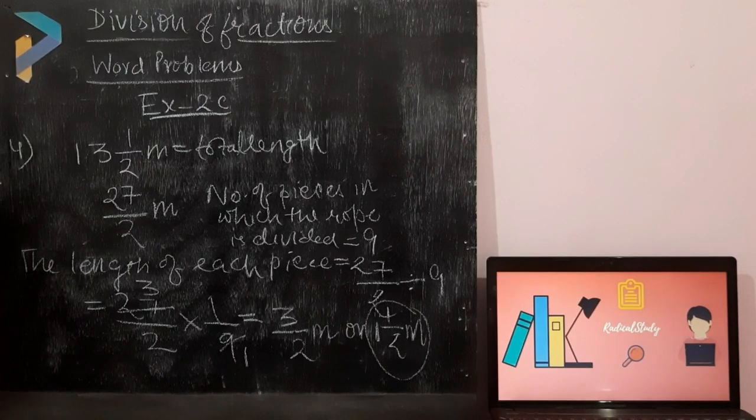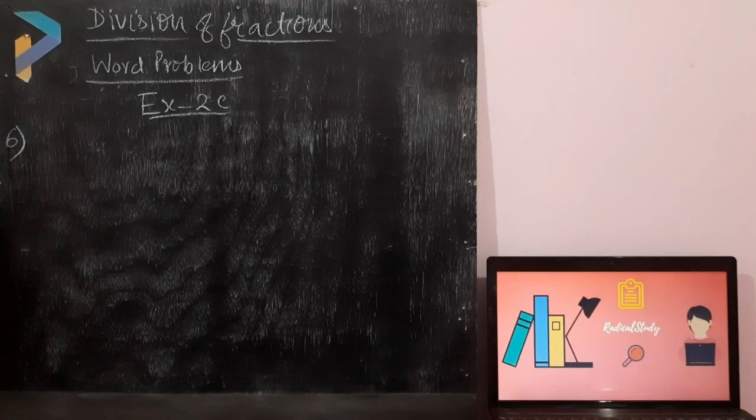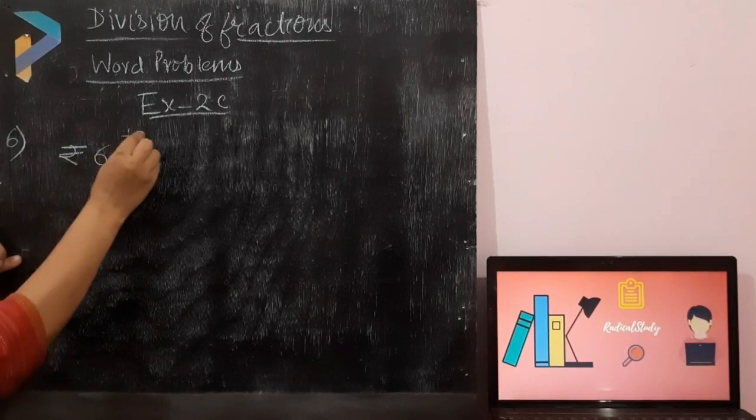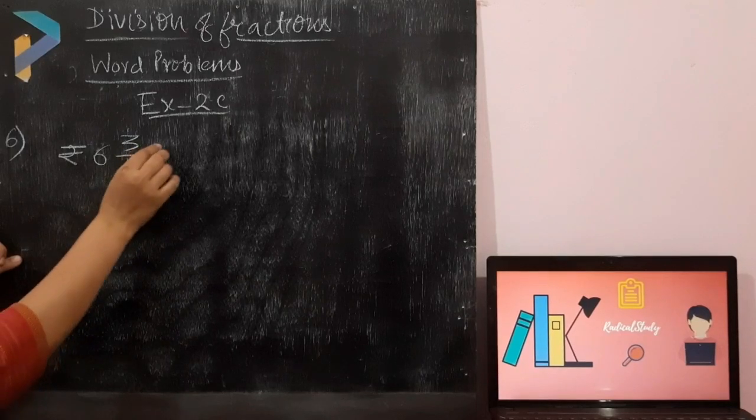Now I am going to solve the next question for you, which is question number 6. So please pay attention, students. I am reading question number 6 for you. By selling oranges at the rate of rupees 6 3/4 per orange, a man gets rupees 378. How many oranges does he sell? That means a man has sold the oranges at the rate of rupees 6 3/4 per orange. यानी कि उसने एक ऑरेंज का क्या प्राइस लगाया? उसने लगाया है रुपीज़ 6 3/4. This is the price of one orange.